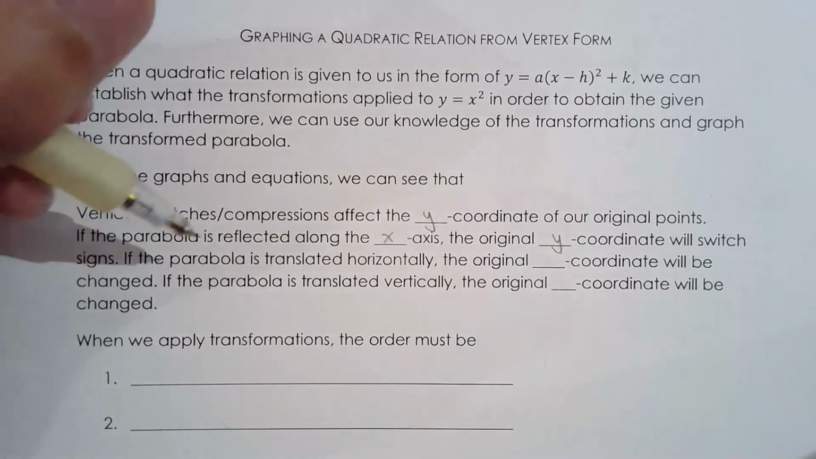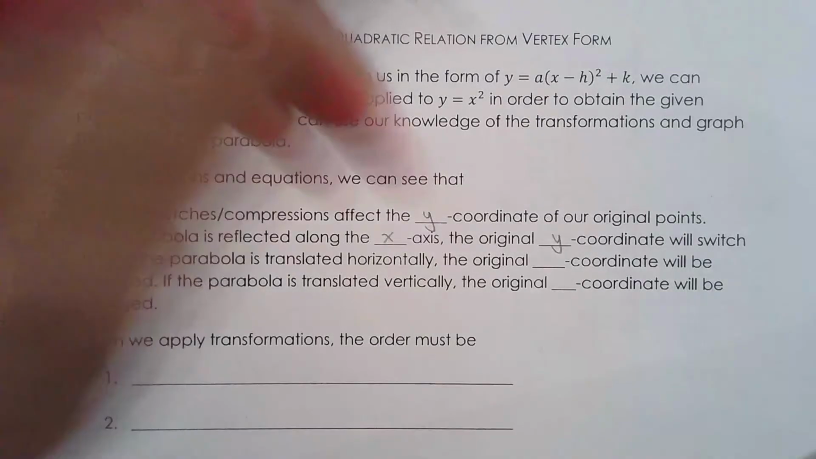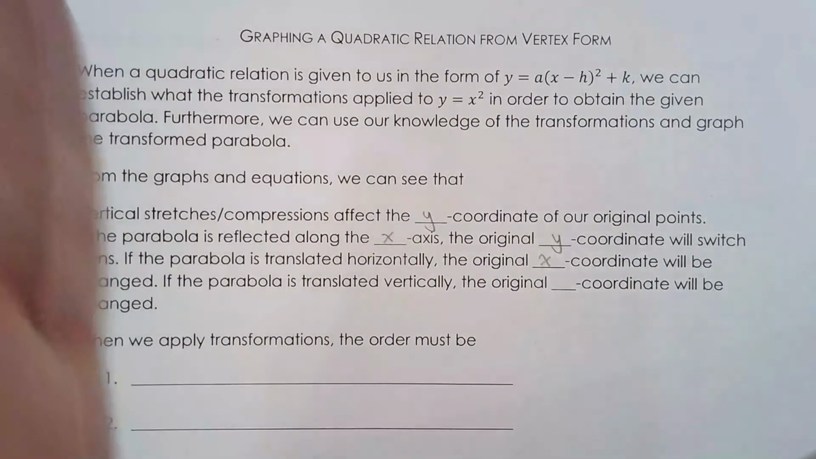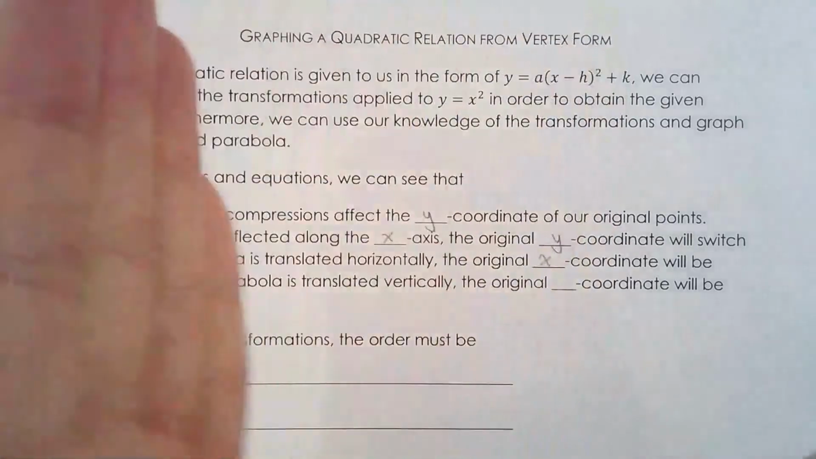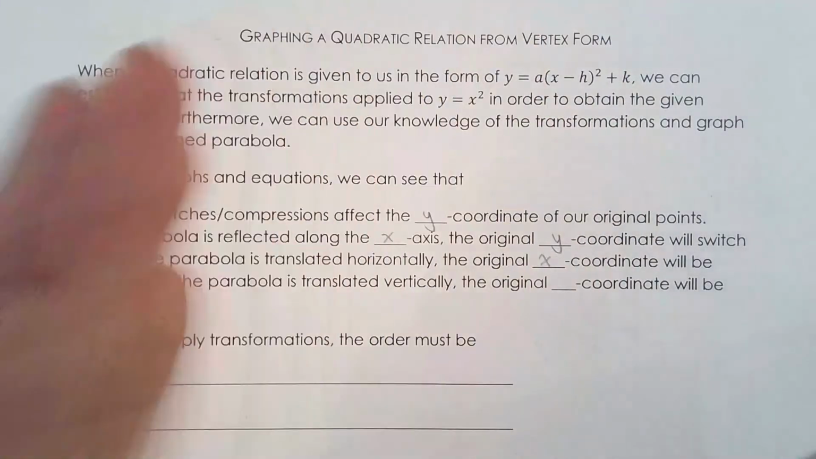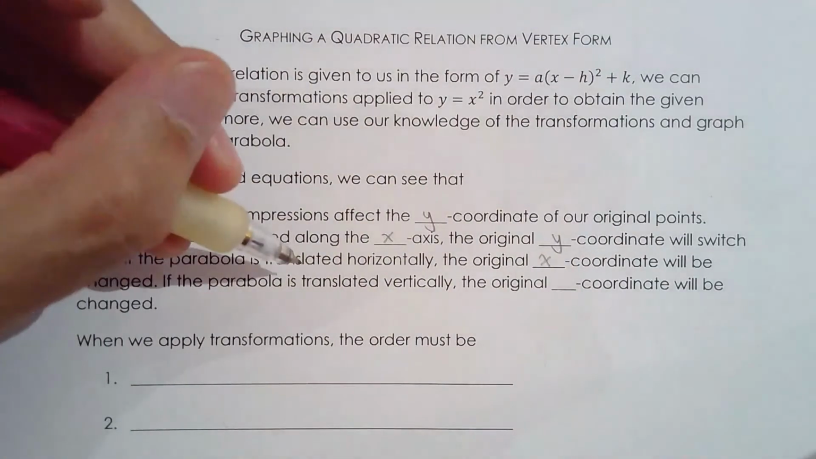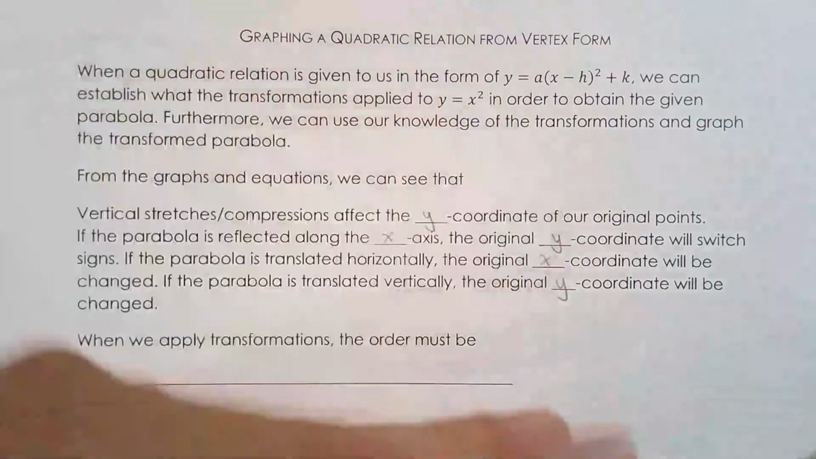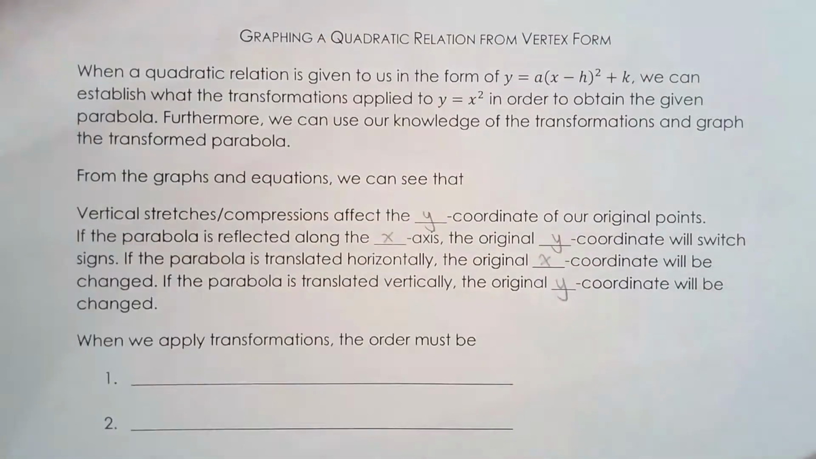If the parabola is translated horizontally, the original x-coordinate will be changed, because think about the Cartesian plane. If you're going left and right, the y-coordinates are not changing, it's the x-coordinates that are changing. And if the parabola is translated vertically, then the original y-coordinates will be changing, because you're going up and down. Just think of your Cartesian plane.